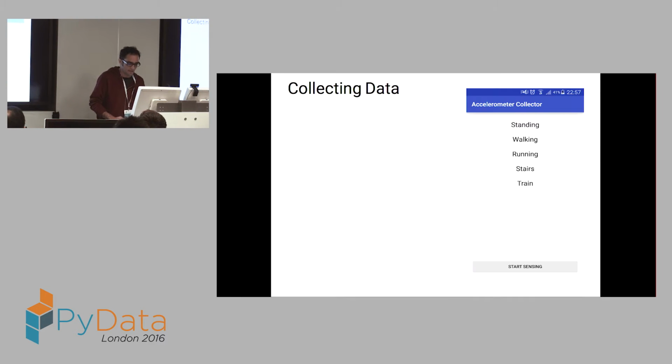So let's dive in. The way I started was I built a very simple Android app. From a user perspective, this is the way it looks. What I have to do is select an activity that I'm doing and click Start Sensing. The app would begin collecting accelerometer data, and then when I'm done, I just click Stop. So that's the interaction behind creating my data set.